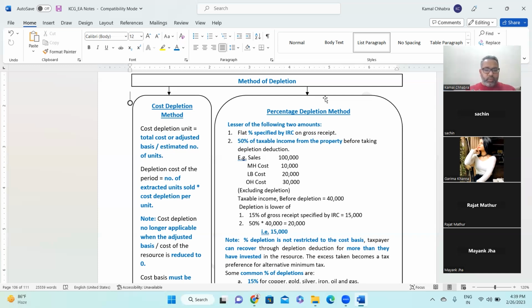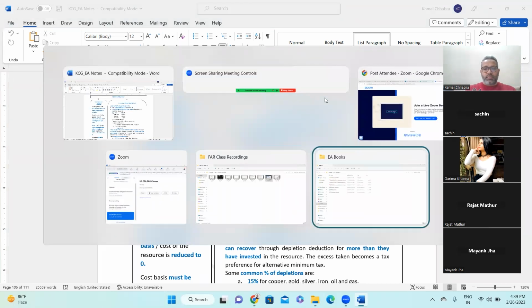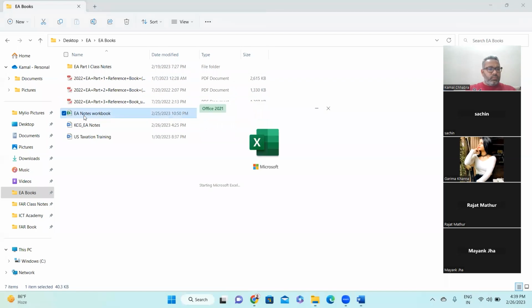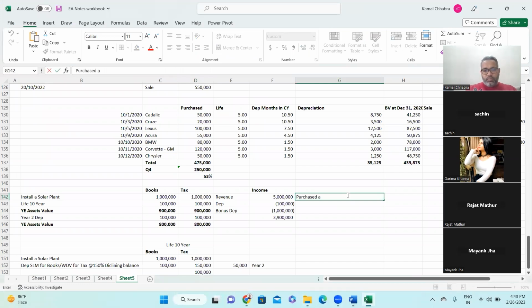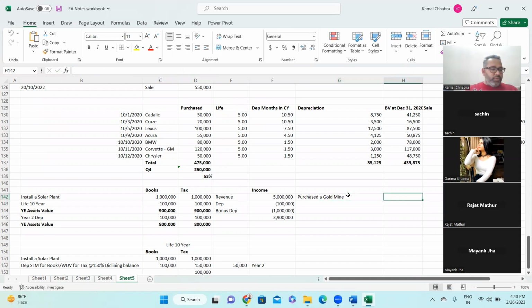Or you want me to do a quick example? Yes, sir. You see, for example, you have purchased a coal mine. Coal mine or gold mine? What would you love to purchase? Gold mine, sir. Gold mine. Okay. So let's assume you purchase a gold mine for how much? $1 billion. Right? For $1 billion, you purchase a gold mine.